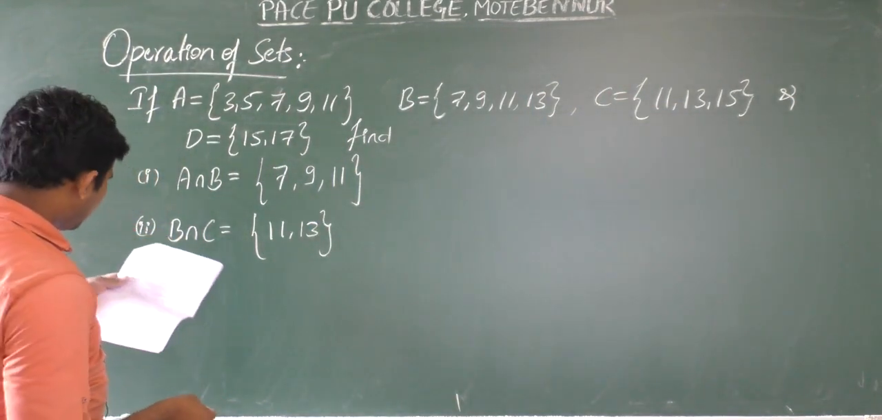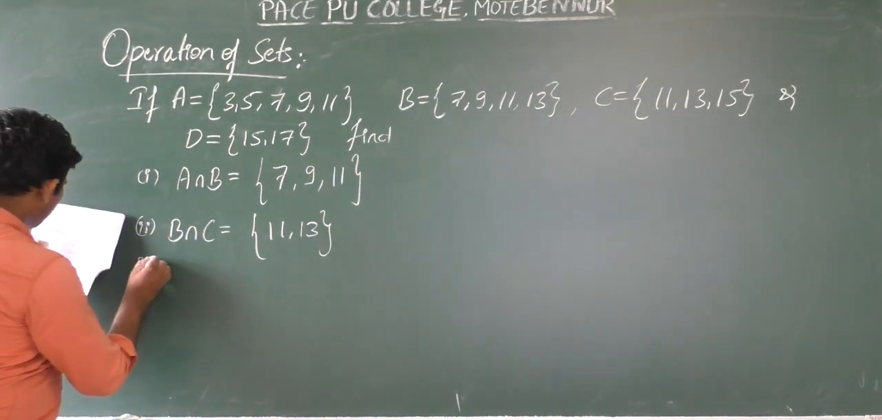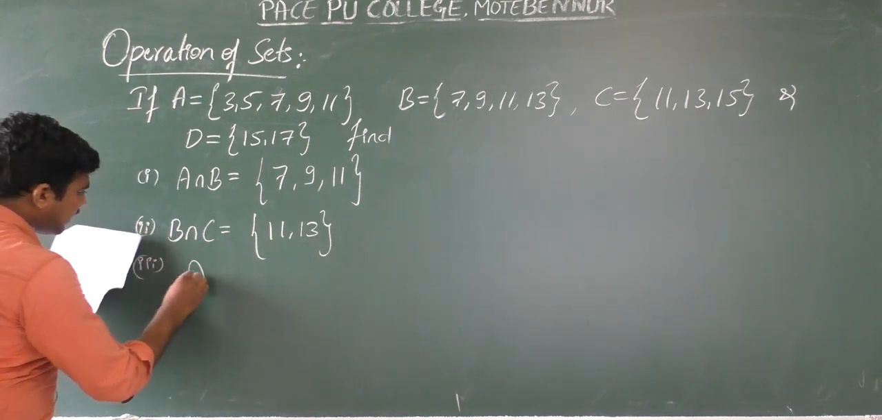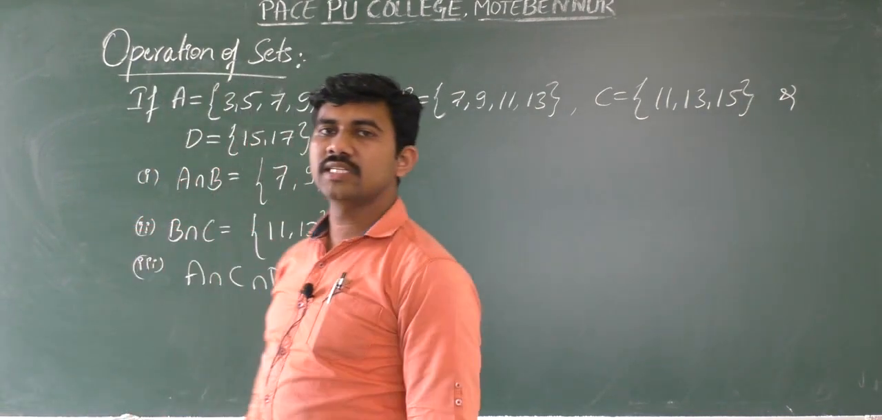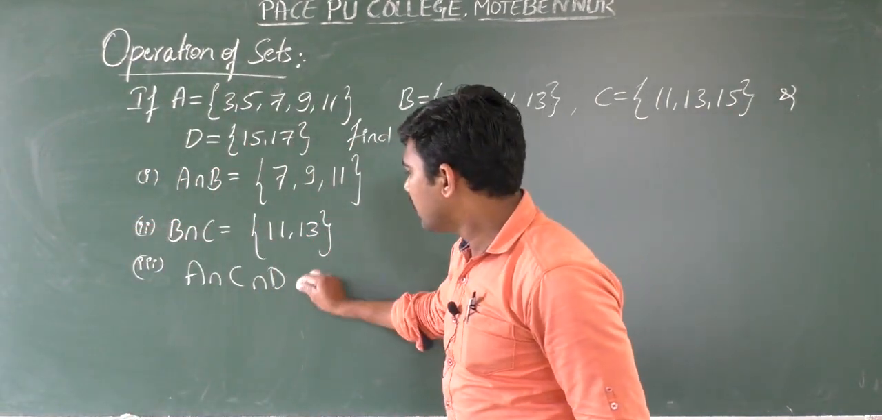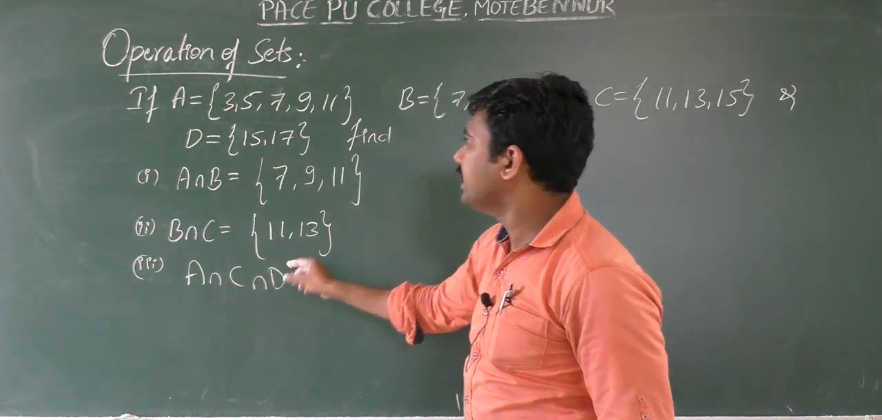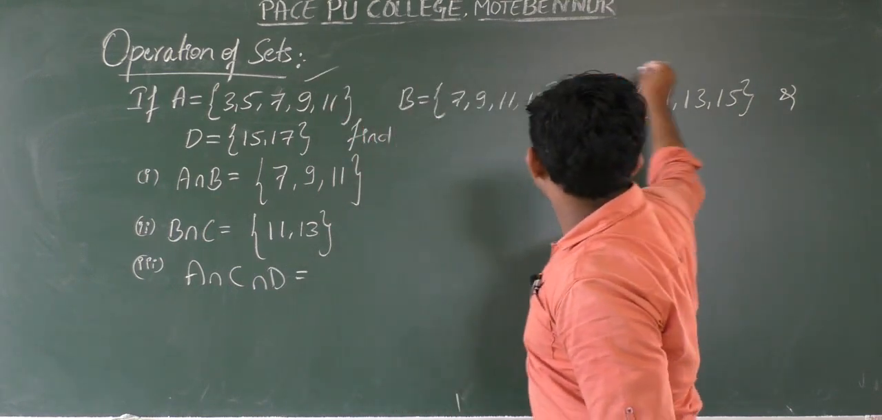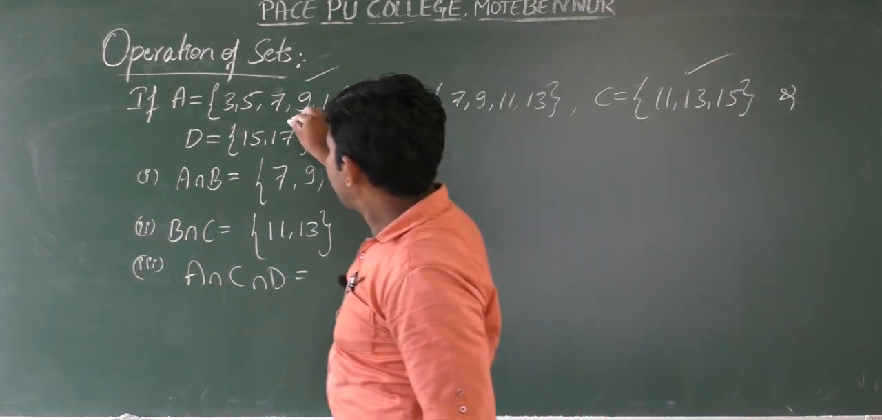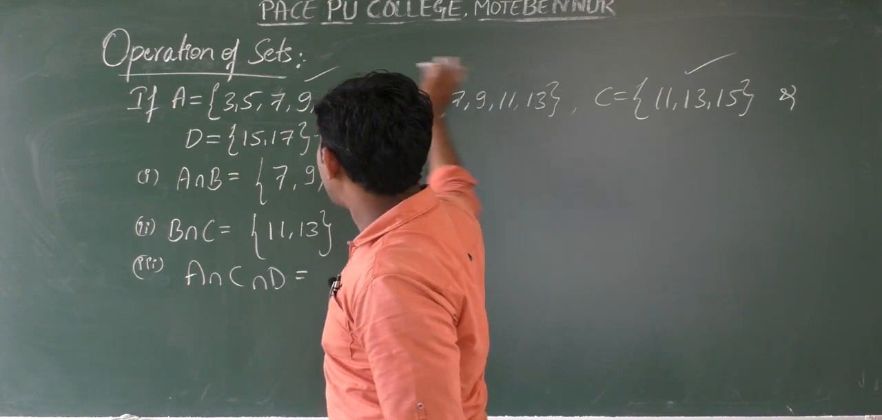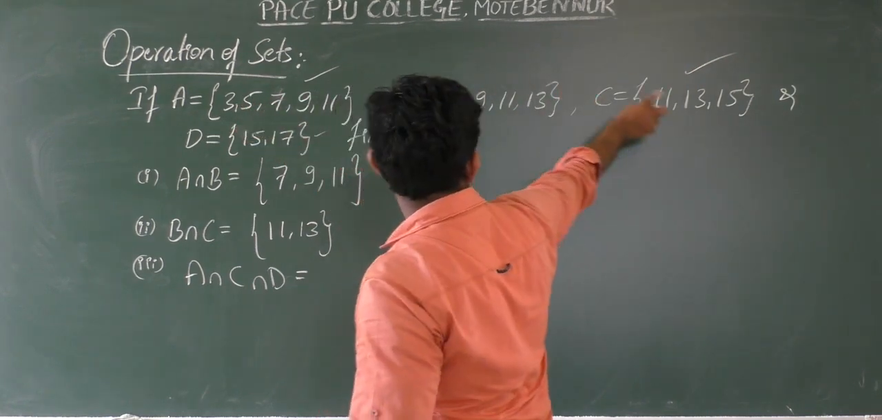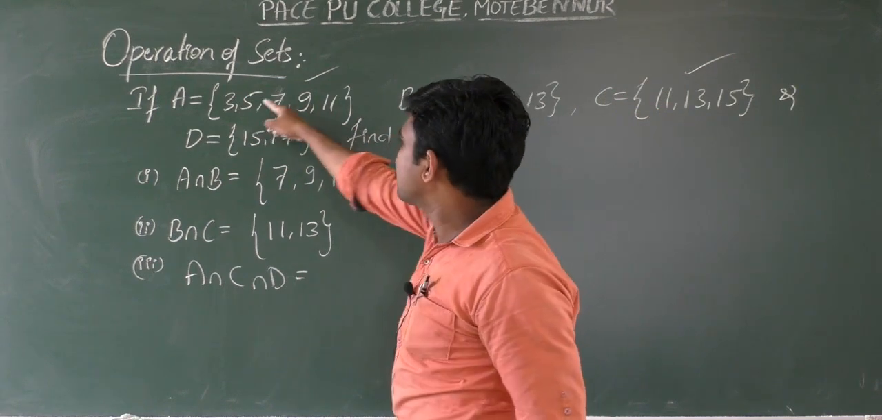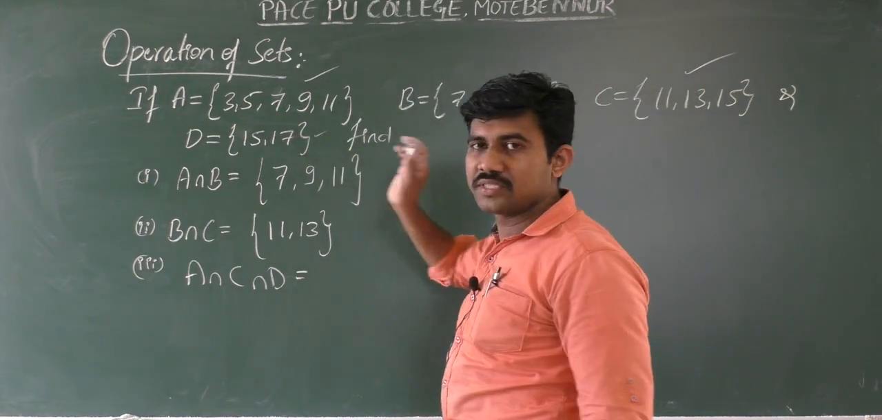Then the third one: A intersection C intersection D. What is A intersection C intersection D? The common elements in the sets A, C, D. From these three sets, which is common? First, 3 is not there, no need to check. 5 is not there in this set, no need to check.